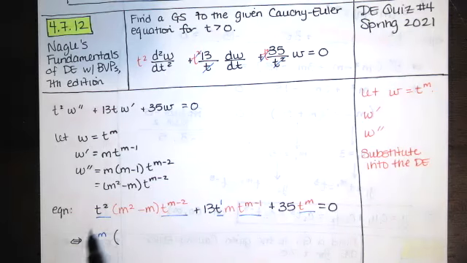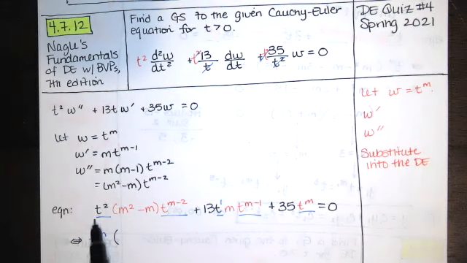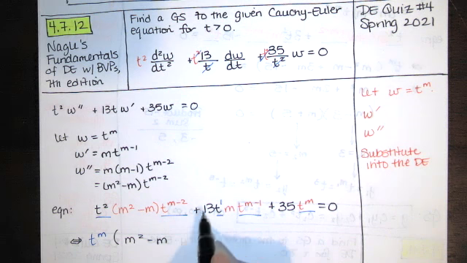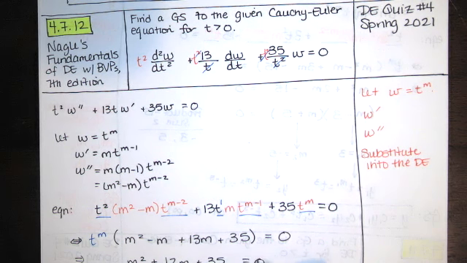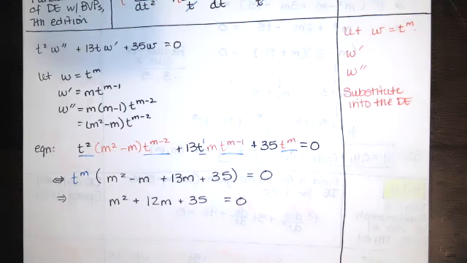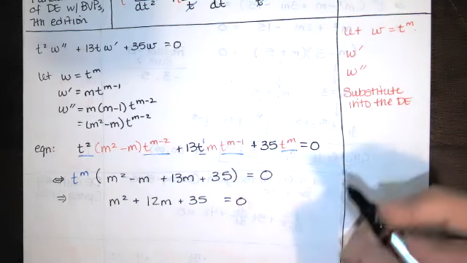Okay, so now we say to ourselves, t to the m times what gives us this first expression? Well, we're just missing the m squared minus m. And t to the m times what gives me this expression? Well, I have the 13m. And t to the m times 35 gives us the last part. We're saying this times this equals 0, and t is strictly greater than 0, so this is never 0. So we have m squared plus this guy, which simplifies to 12m, plus 35 is equal to 0. And that is the characteristic equation for our Cauchy Euler differential equation.